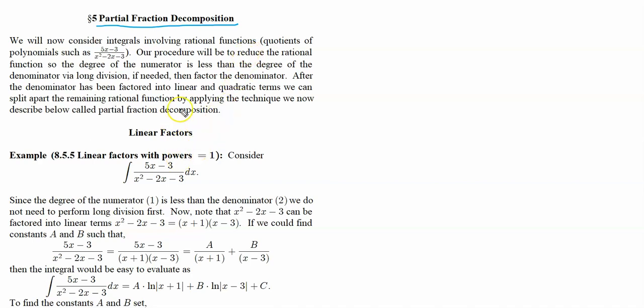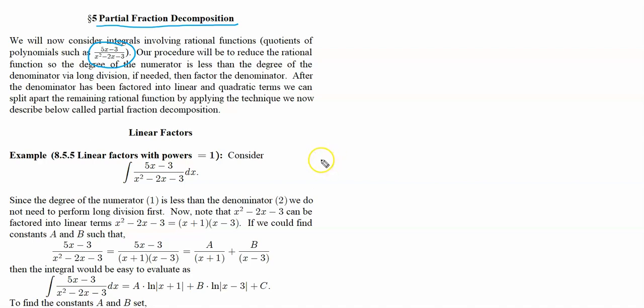For example, like this right here, 5x minus 3 divided by x squared minus 2x minus 3. So this partial fraction decomposition technique will give us a procedure that we can follow to evaluate antiderivatives for rational functions like this. Now, the easiest way to explain this is to go through some examples, and then we'll come up with a general procedure that we can follow.